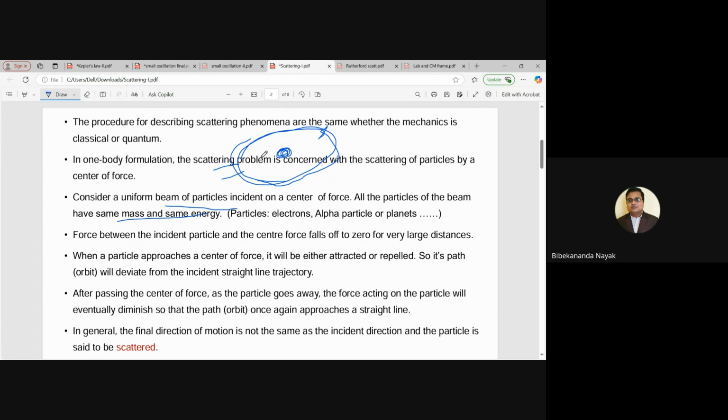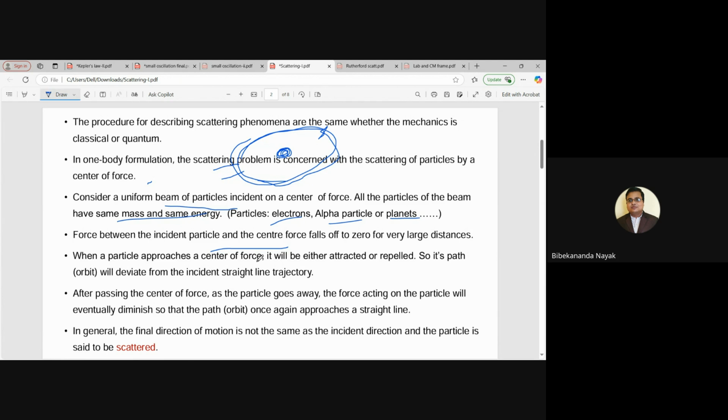It is also applicable for the motion of electrons around the nucleus, or any other scattering case, or alpha particle scattering case. Okay. So the particles are either electrons, alpha particles, or planets. The target is a nucleus or the sun or gold foil. The force between the incident particle and the center of force falls to zero for very large distance. When the distance is very large, there is no force. Force is inversely proportional to r square, so it will obviously be zero.